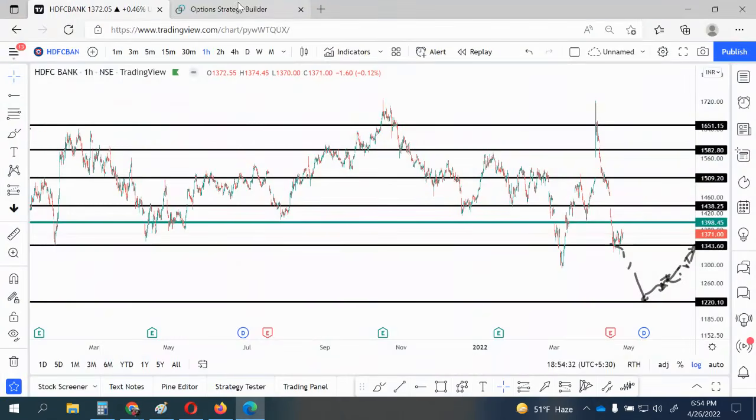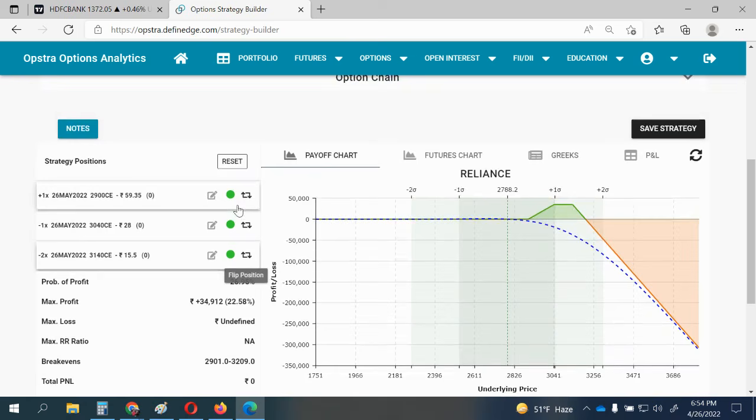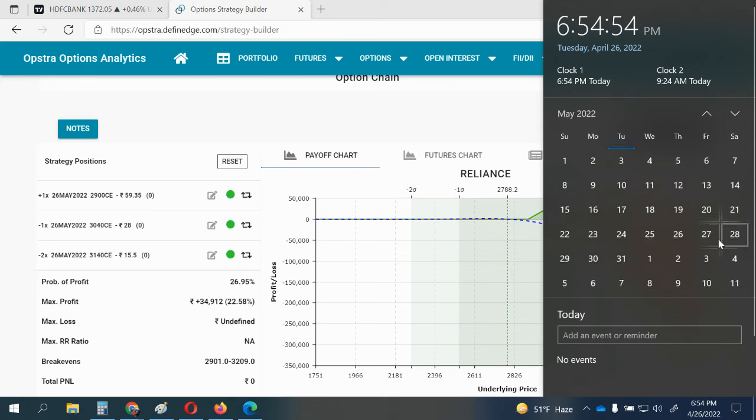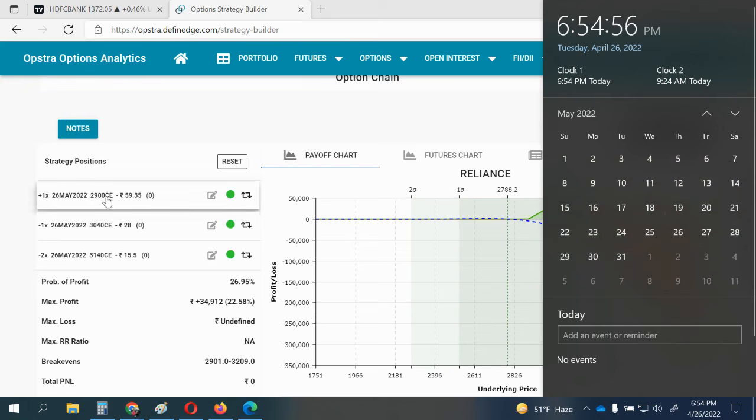And I will tell you some drawbacks about the debit spread. I have been telling all good things about debit spreads. Stock versus debit spread: a stock you can hold for 1 year, 2 years, 3 years, but a debit spread you cannot hold more than 1 year. You can roll down or roll up, but it has an expiry. So the next month expiry on 26th of May, this will expire.